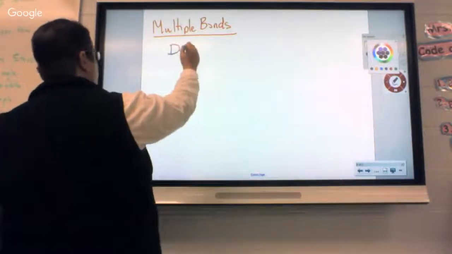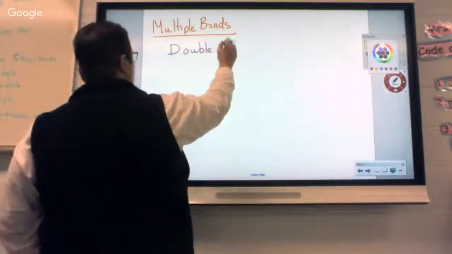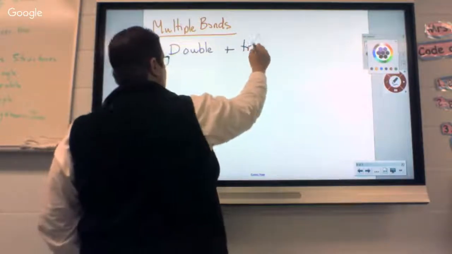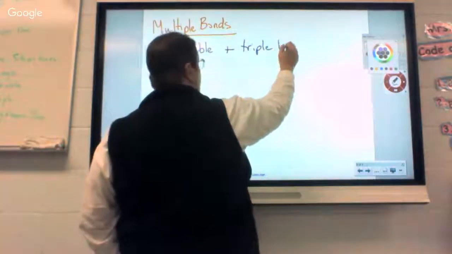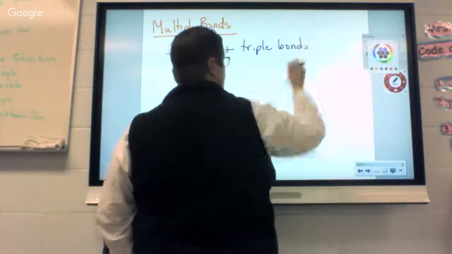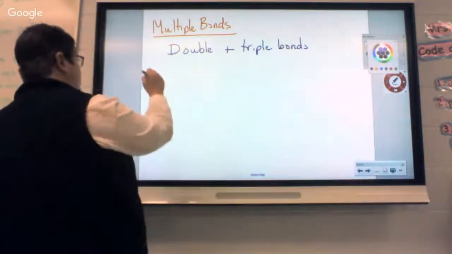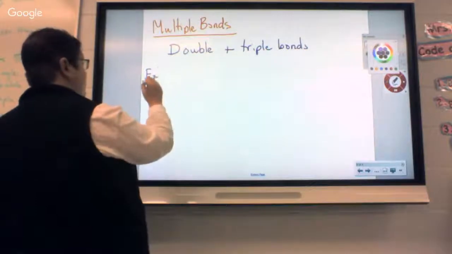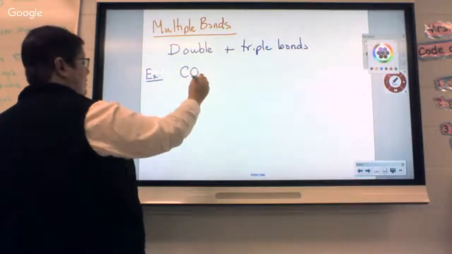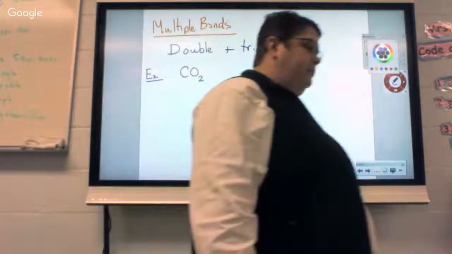All right, first of all, multiple bonds are double and triple bonds. There are no new steps to being able to do this. Everything works the same way. We're going to use CO2 to illustrate how this works.